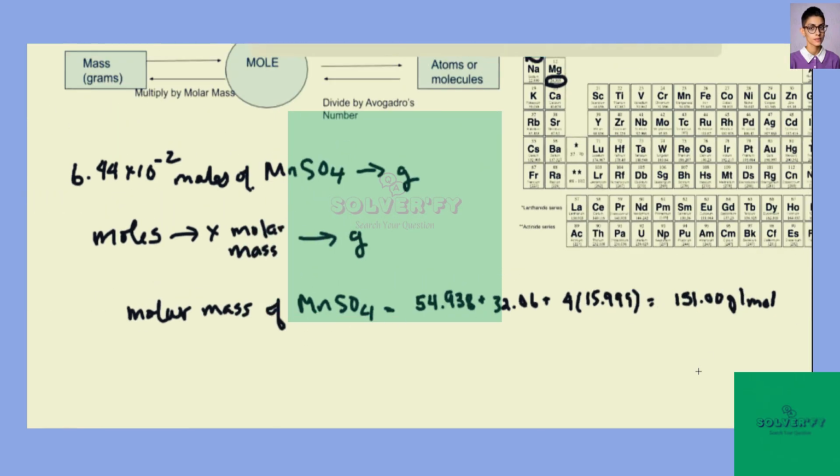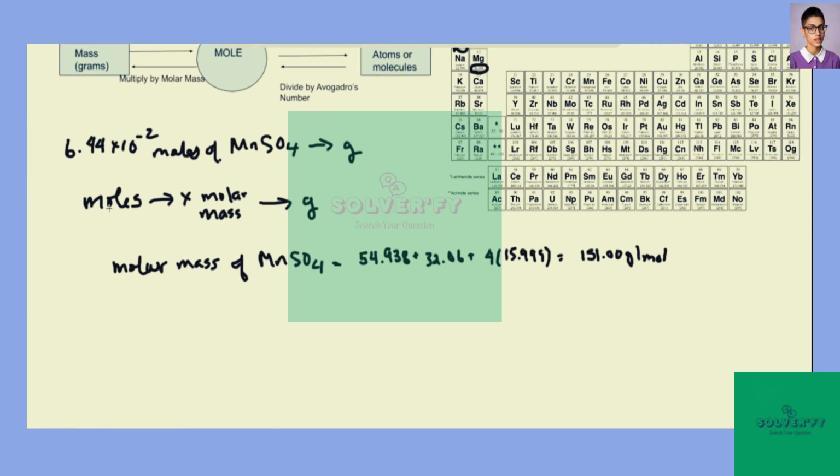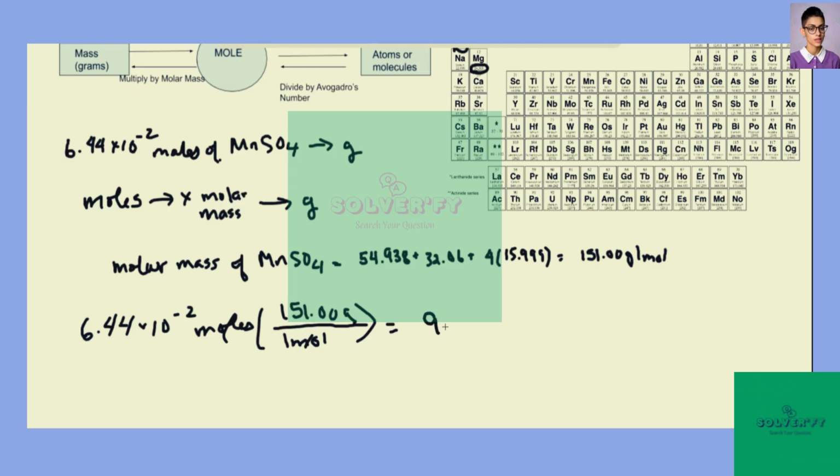So to find the equivalent, we multiply 6.44 times 10 to the minus 2 moles for every 1 mole. It's equal to 151.00 grams. So this has a mass of 9.72 grams.